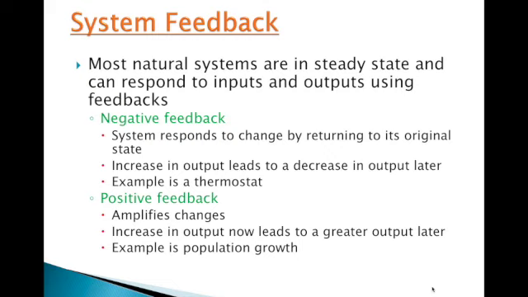Realize that most natural systems are in steady state and can respond to inputs and outputs using feedback. And there are two types of feedback. The one that you are probably most familiar with, the one that is most common, is negative feedback. So essentially, the system responds to change by returning it to its original state. So an increase in output leads to a decrease in output later. What does that all mean?